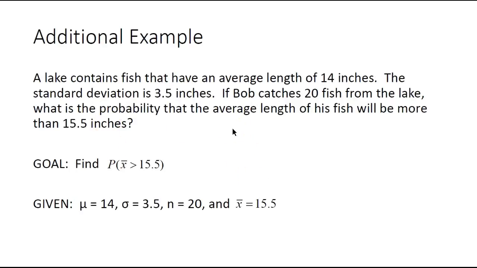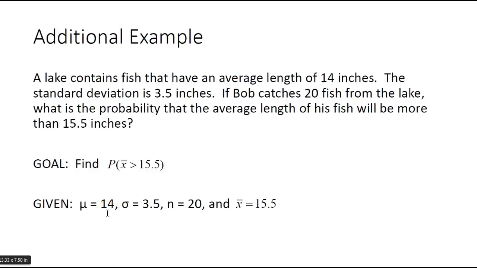So another example here, since it can be a little confusing. It says a lake contains fish that have an average length of 14 inches. The standard deviation is 3.5 inches. If Bob catches 20 fish from the lake, what is the probability that the average length of his fish will be more than 15.5 inches? Okay. So the idea here is that with 20 fish and using the average, that's going to change the standard deviation in the way that it works. But the idea here is that his average would be more than 15.5, and everything comes into play here.